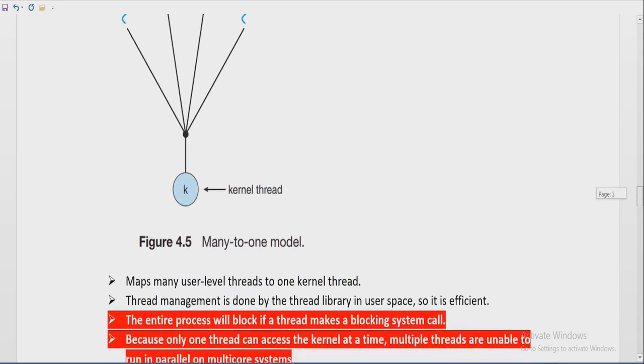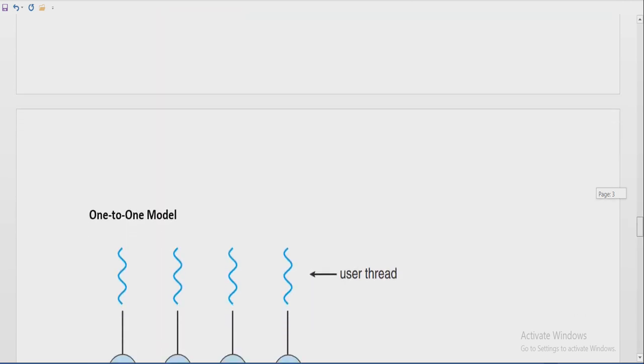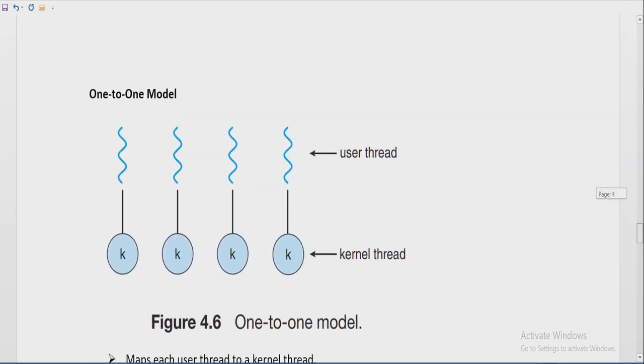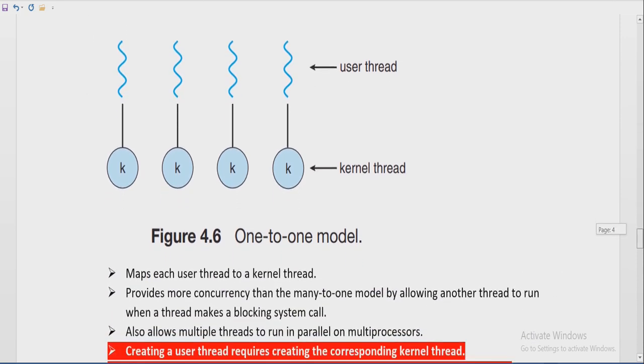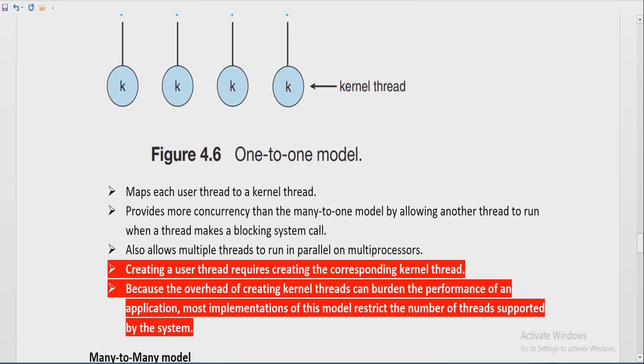Moving to the next relation, that is the one to one model. As you can see in the diagram, one user thread is mapped to one kernel thread. There are four user threads and they are mapped to individual kernel threads. It maps each user thread to a kernel thread. It provides more concurrency than the many to one model by allowing another thread to run when a thread makes a blocking system call.